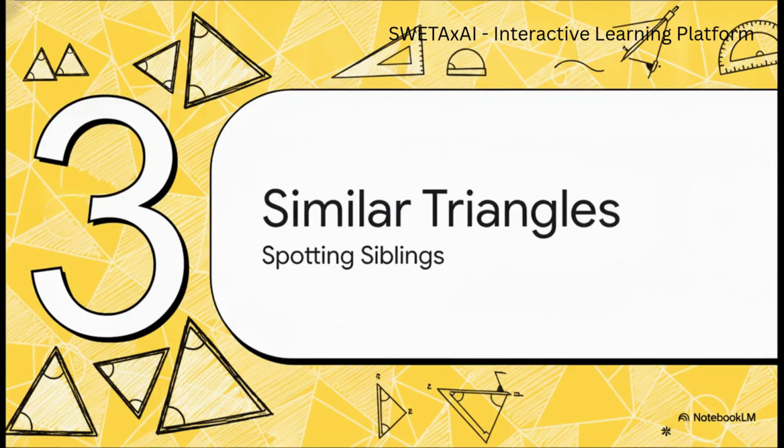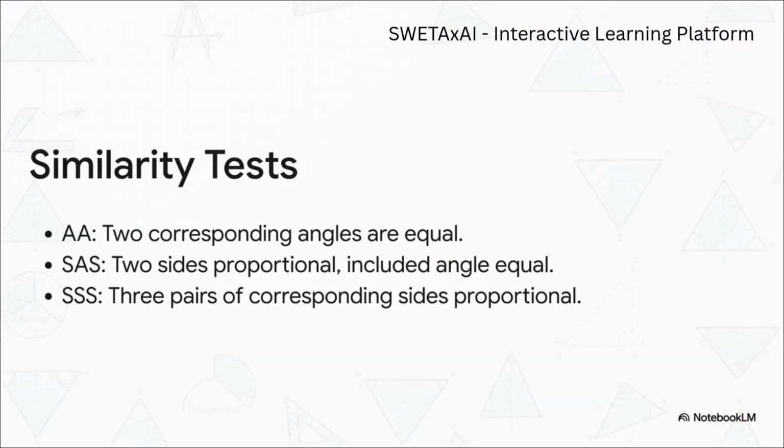All right, part 3, spotting similar triangles. Just like with our identical twins, we have cheat codes for spotting our siblings too. And their names are going to look awfully familiar. We've got AA, which is angle angle. If just 2 corresponding angles match up, the third one obviously has to as well, making the triangle similar.